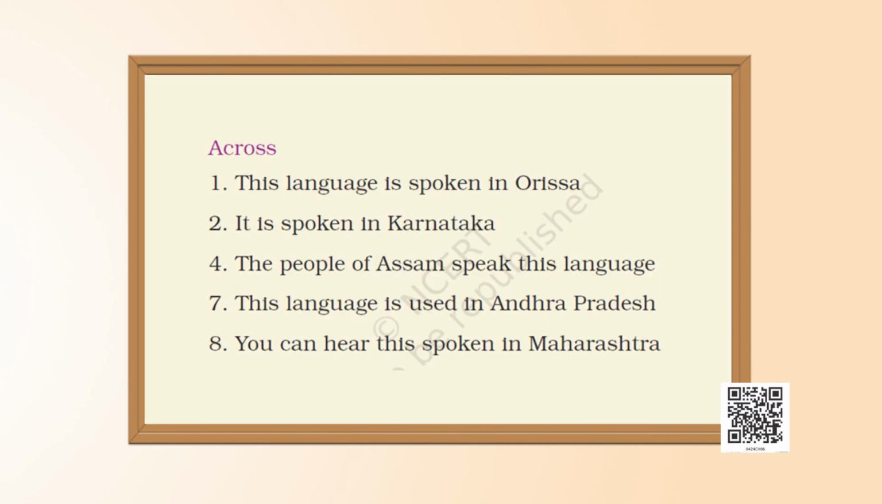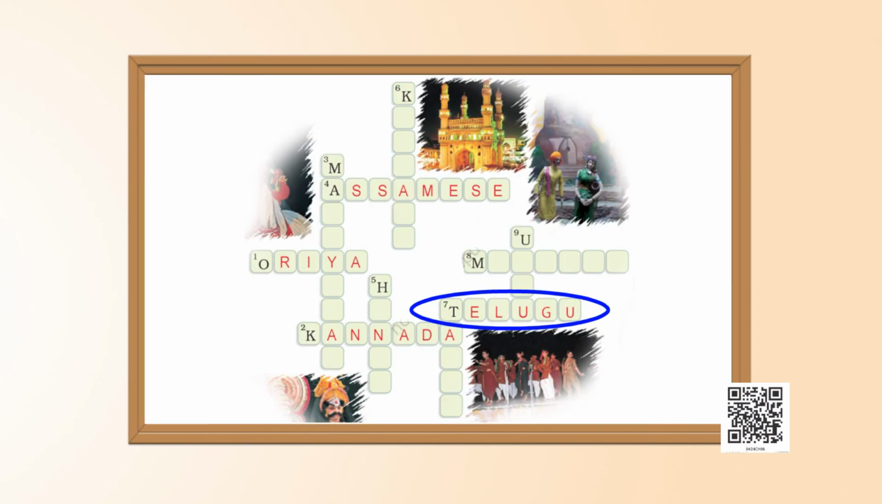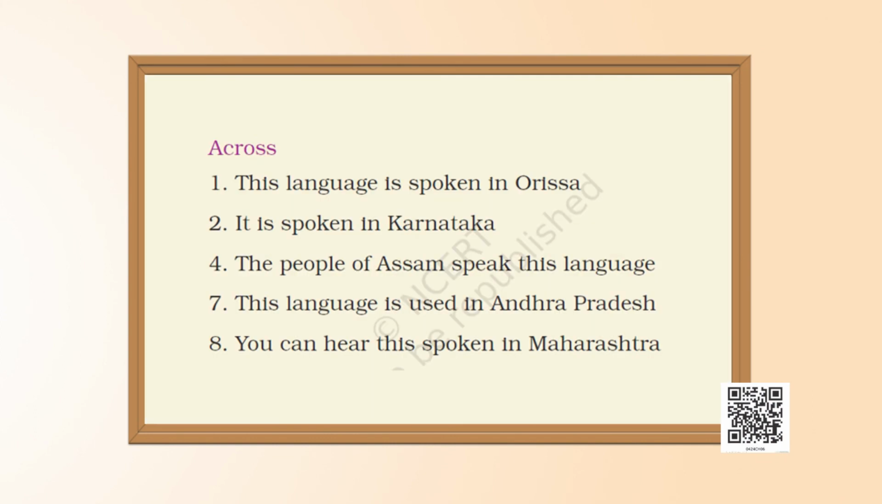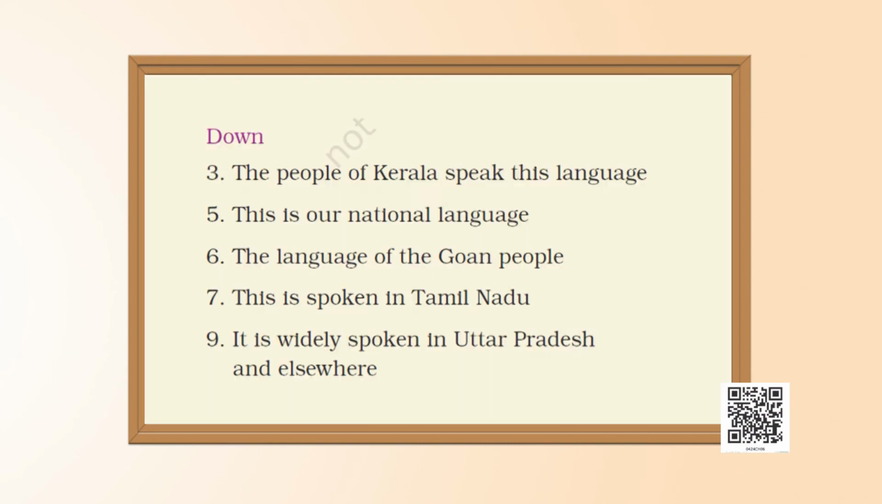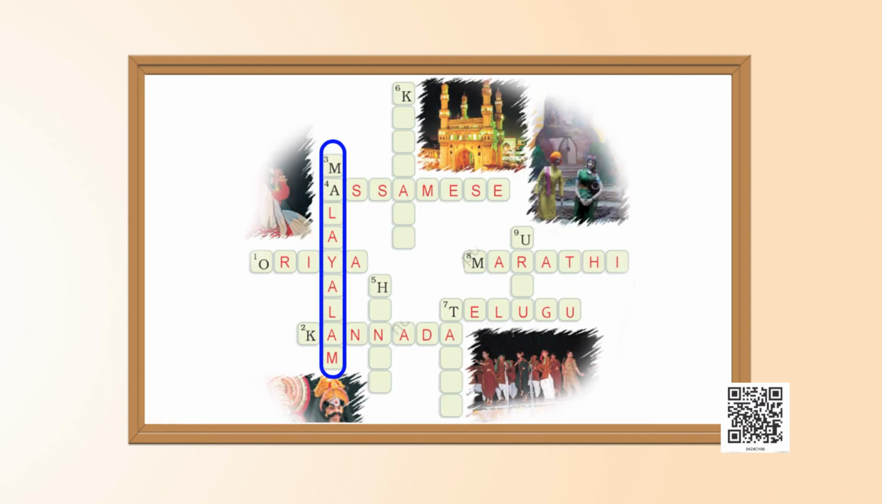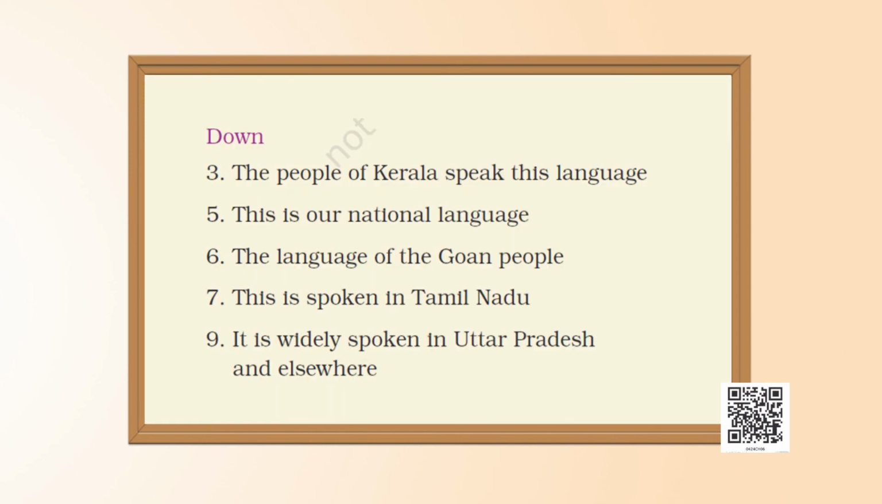Question number 7, this language is used in Andhra Pradesh. What is that? Telugu, right. Question number 8, you can hear this spoken in Maharashtra. What is that? Yes, Marathi. Question number 3, the people of Kerala speak this language. What is that? Malayalam. Question number 5, it's a major language of communication in our country. What is the language that is spoken in India? Yes, Hindi.